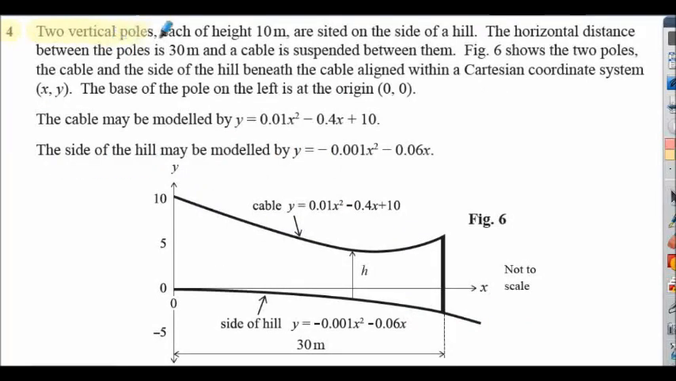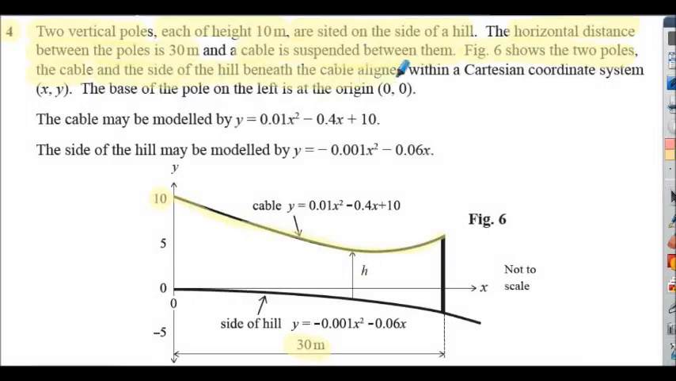Here 2 vertical poles, height 10 meters, are sited on the side of a hill. 10 meters here for the left hand pole, the right hand pole will be 10 meters. The horizontal distance between the poles is 30 meters, shown here, and a cable is suspended between the poles. This is the cable shown here. Figure 6 shows the 2 poles, the cable and the hillside, and the side of the hill beneath the cable, aligned within a Cartesian coordinate system, x, y. The base of the pole is on the left-hand origin 0, 0.